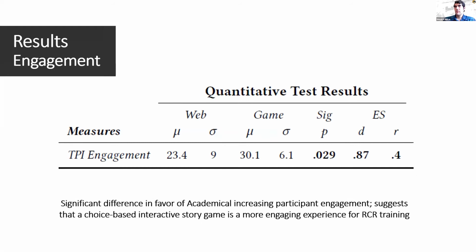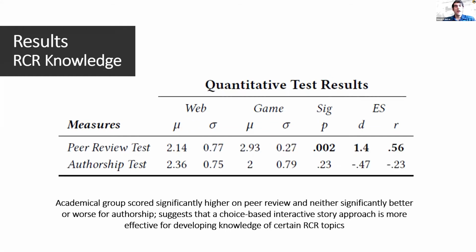And so when we actually ran this and conducted the study, we got some really promising results. First, we saw that there was a significant improvement in engagement, which basically we were expecting that. Usually a game-based approach is more effective in being entertaining and engaging. So it was nice to see those results validated. That for RCR knowledge, it was significantly better for learning on the peer review test, and there were no significant better or worse differences on the authorship test. So it seems that this interactive story approach is as effective or more effective, depending on the material.